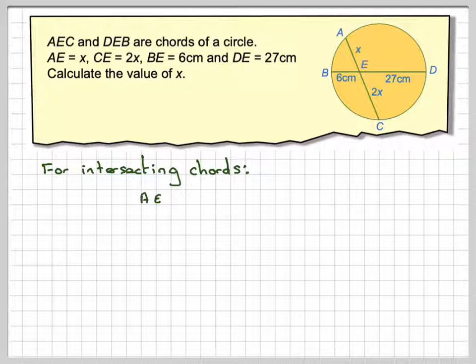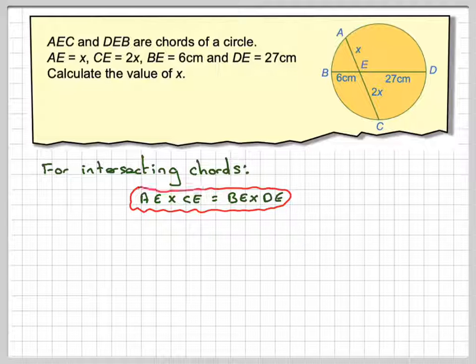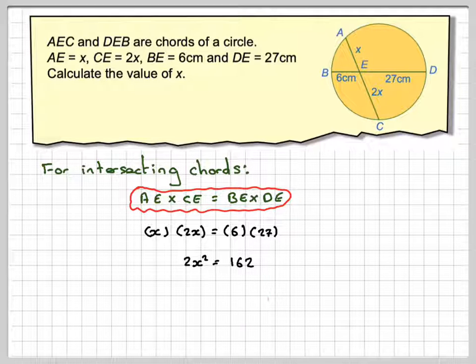For intersecting chords, AE, where they intersect inside the circle, times CE is equal to BE times DE. So that's going to be equal to x times 2x is equal to BE, which is 6, times ED, or DE, which is 27. This becomes 2x squared, and this becomes 6 times 27, which is 162.